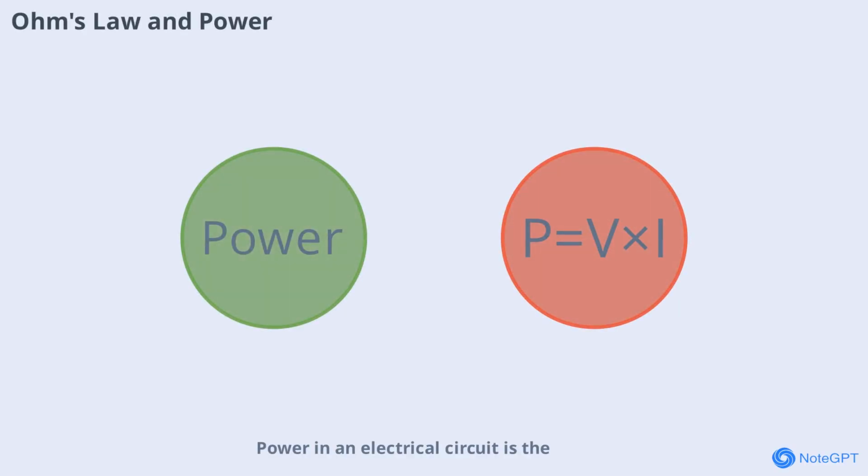Power in an electrical circuit is the rate at which energy is used or transferred. It's calculated using the formula P equals V times I, where P is power in watts. Ohm's law helps us find the voltage or current, which we can then use to calculate power. This is essential for choosing the right components and ensuring devices operate safely without overloading the circuit.